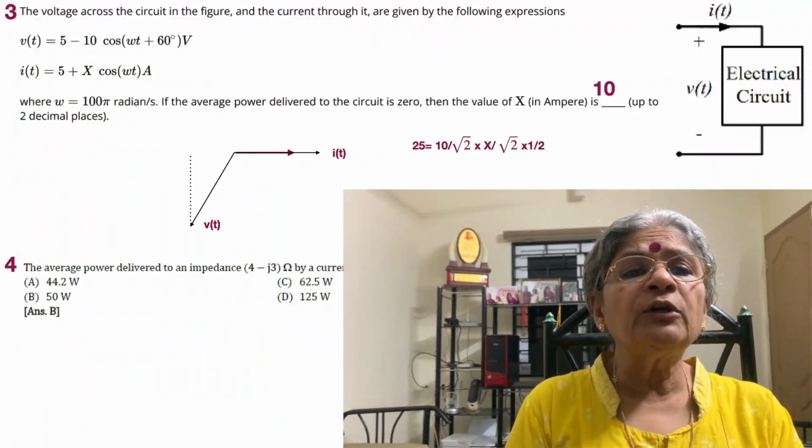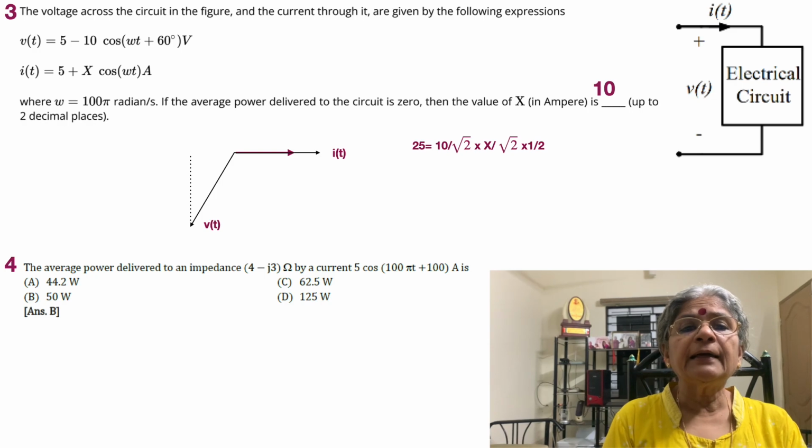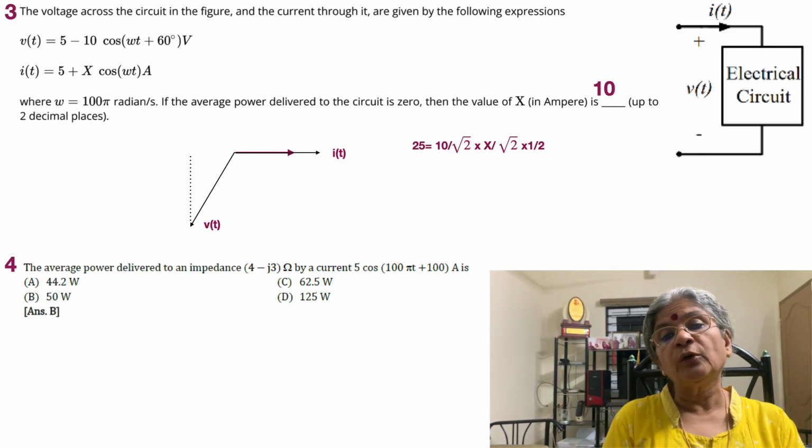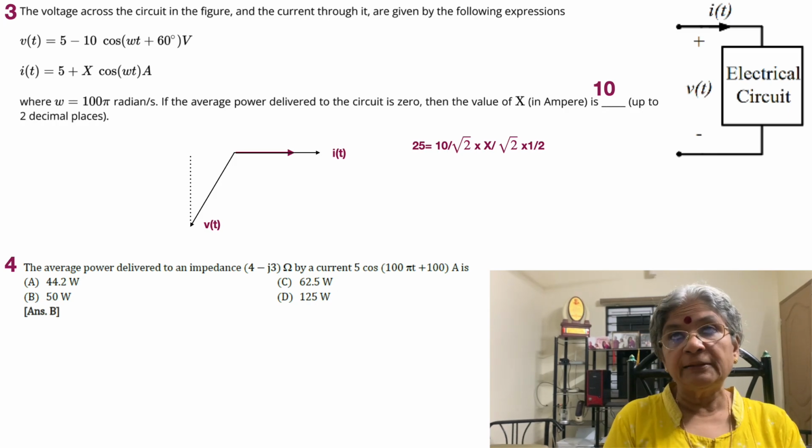So these are very important points which I hope that you will remember all through. A similar problem is given here. The voltage across the circuit in the figure and the current through it. So what is the circuit? The circuit shows us that there's a current flowing into the electrical circuit given by i(t), such that it has a voltage v(t) across it. So i(t) into v(t) is going to be the power.